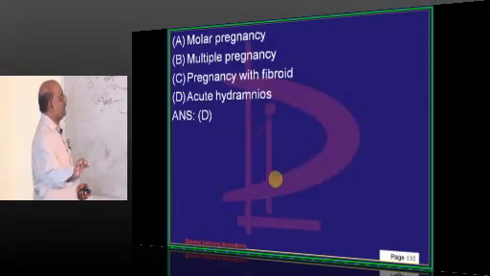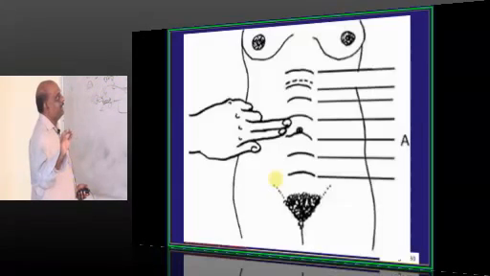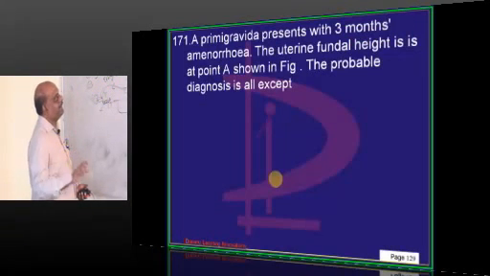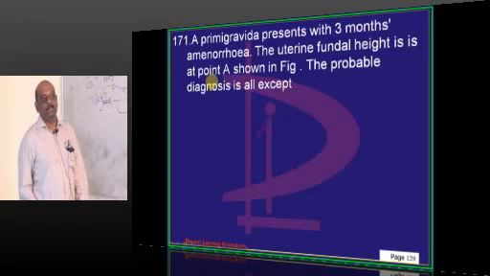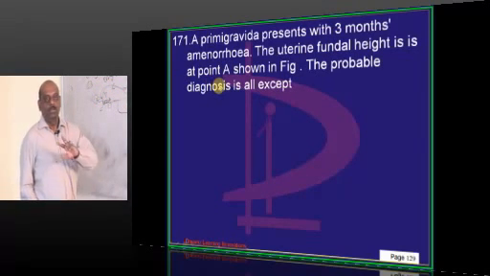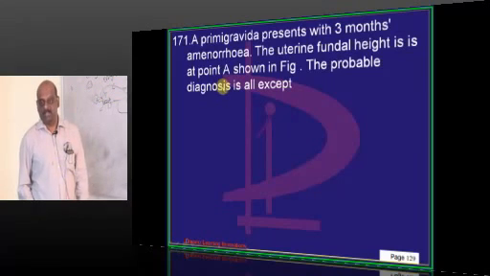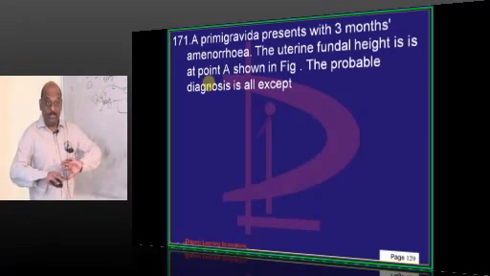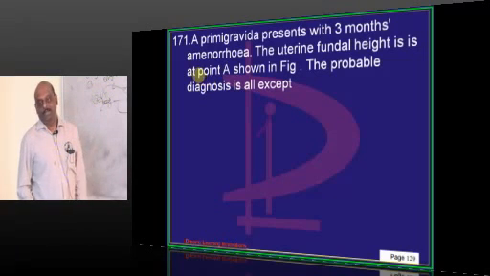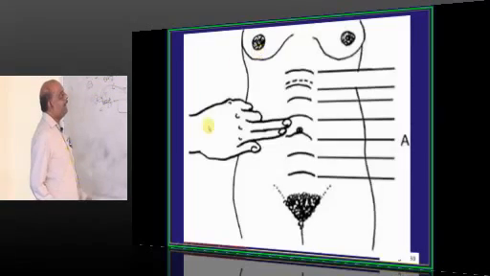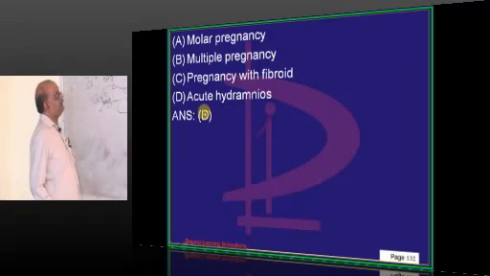Umbilicus means 20 weeks, doctor. If 20 weeks is according to the clinical examination and the history is 3 months amenorrhea, 3 months amenorrhea is about 12 weeks. So it is bigger than what you expected from the amenorrhea history. So what are the various causes for it?